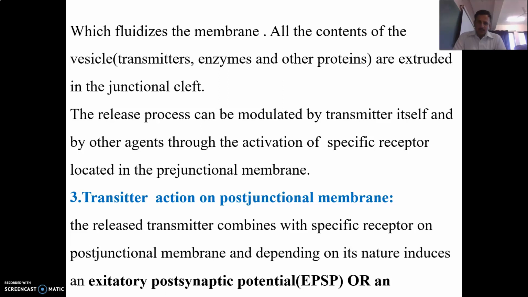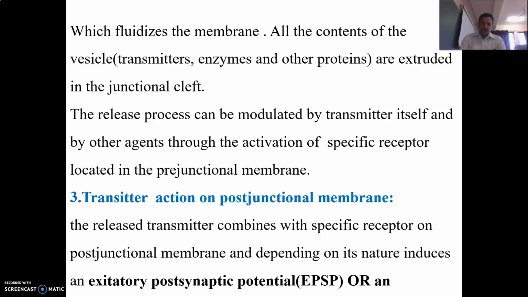The transmitters or enzymes that are stored in the pre-junctional site get released from there. The release process can be modulated by the same transmitter itself, or by other agents, through the activation of the membrane. If the membrane gets activated, then these transmitters get released from the pre-junctional site through the activation of specific receptors.